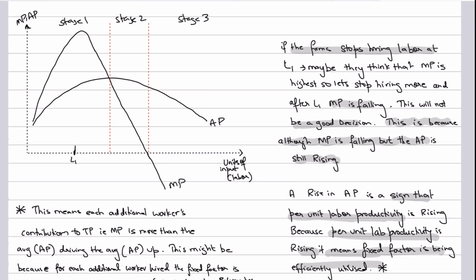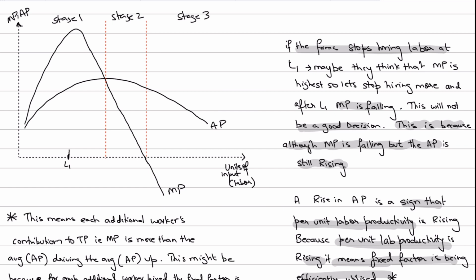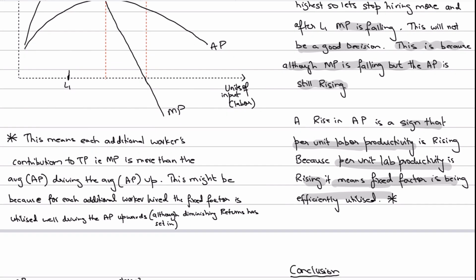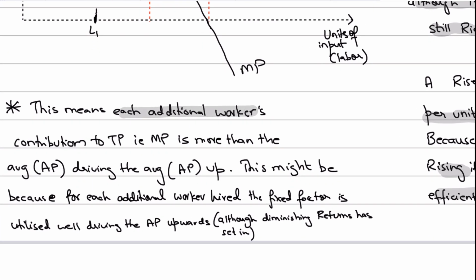So it gives businesses insights: should we hire more workers? The business might say, okay, diminishing returns has kicked in. But it's not the case that if diminishing returns has kicked in, you should stop hiring. Since average product is rising, the business should still be hiring more workers. The reason average product is going up is that each additional worker's contribution to total product, that is the marginal product, is the marginal contribution. So each additional worker's marginal contribution is more than the average, right? The sixth or seventh worker is definitely adding more than the average of the 5 workers.